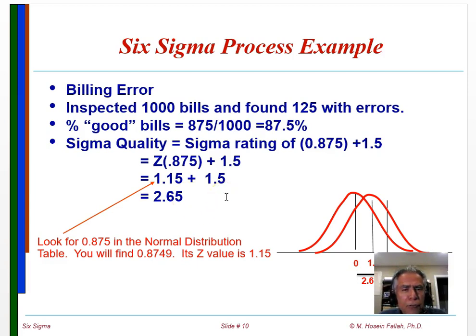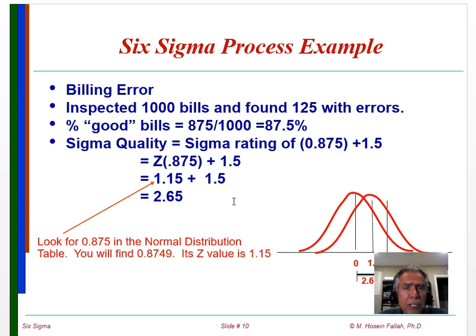So you can see that calculating the sigma performance of any process is relatively simple. All we need is to have enough data to have an assessment of the percentage of the time that the output is good. So anybody can really calculate the performance of his or her own process in terms of the sigma performance using the approach I illustrated here.